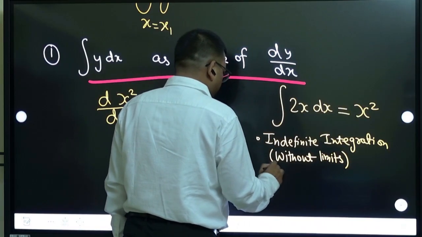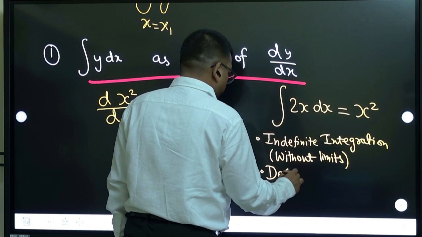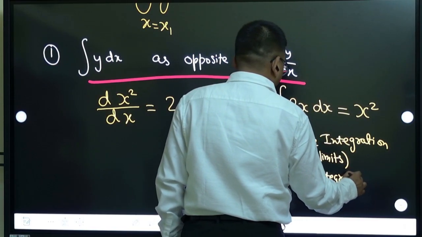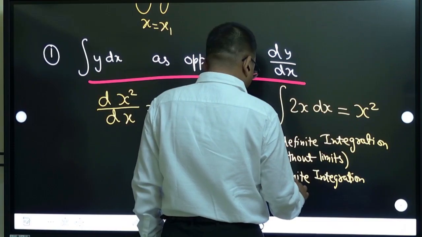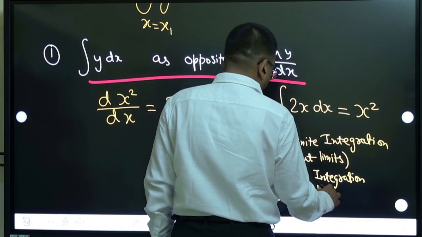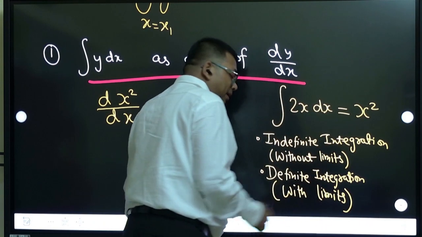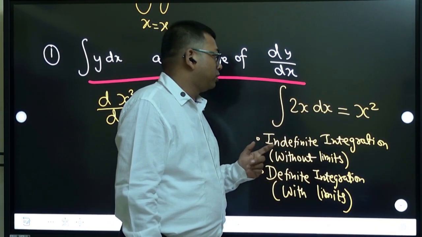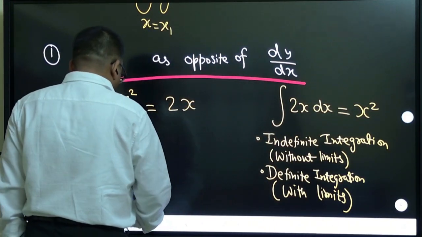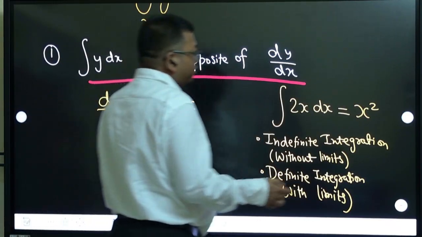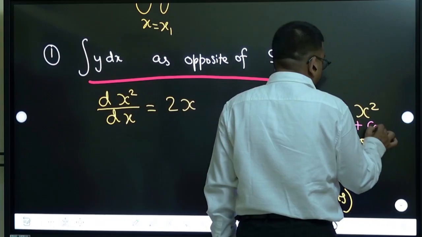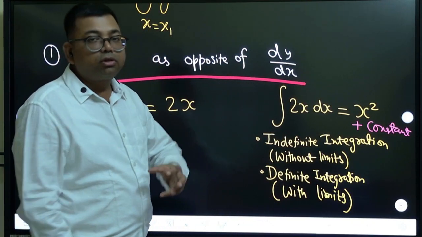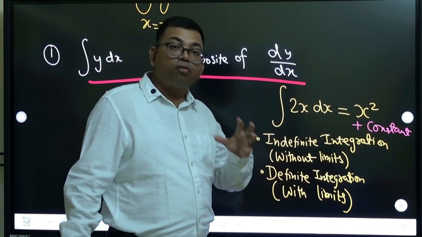And definite integration means integration with limits. That means we have an upper limit and a lower limit. But indefinite means they don't have any limit. Whenever you perform indefinite integration, note that we add a constant. This constant is called the constant of indefinite integration or constant of integration.